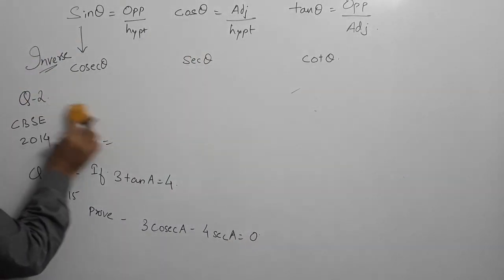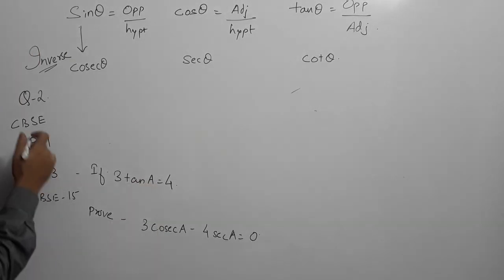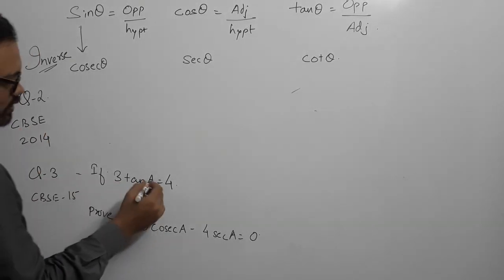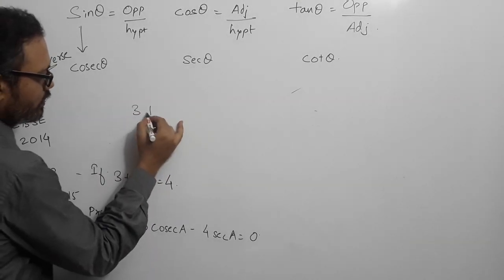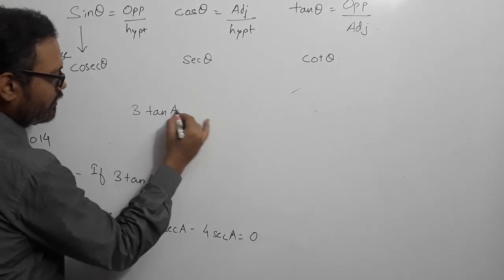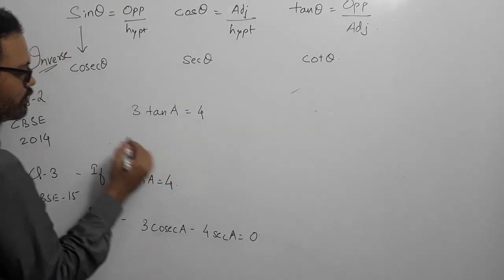First question is gone. What is the second question? Next one is 3 tan A is 4. What is the meaning of 3 tan A? 3 tan A is given as 4.